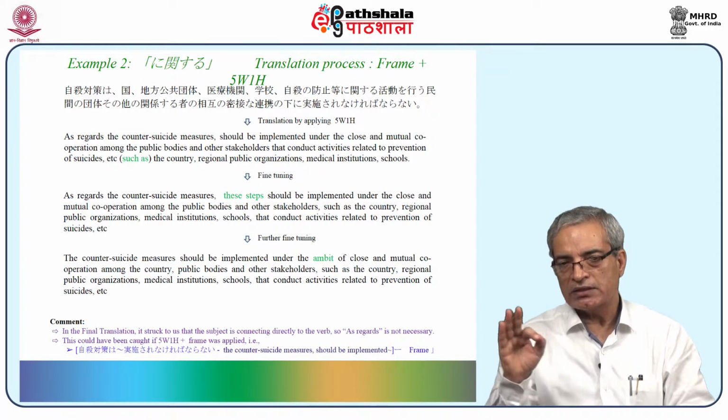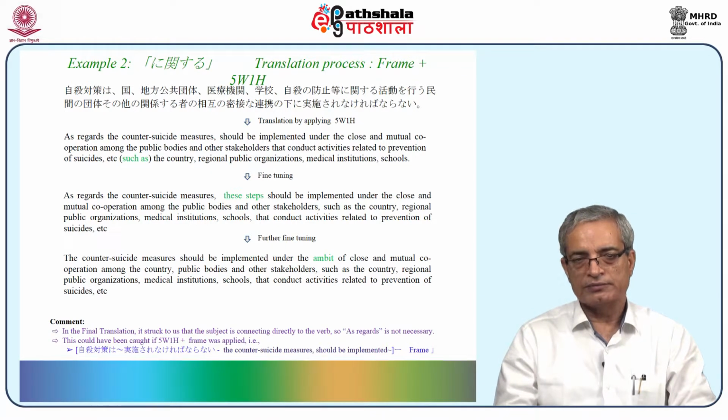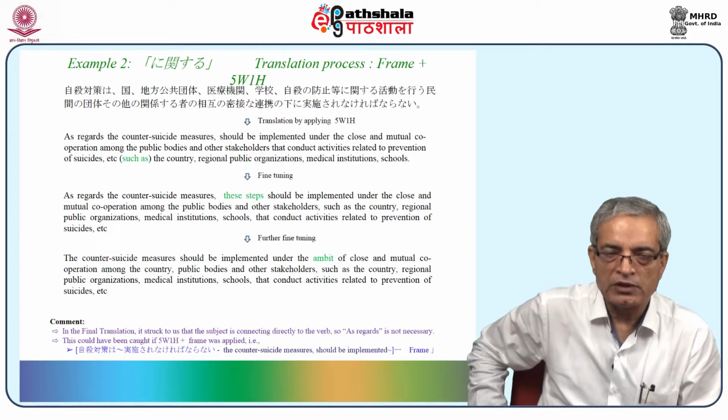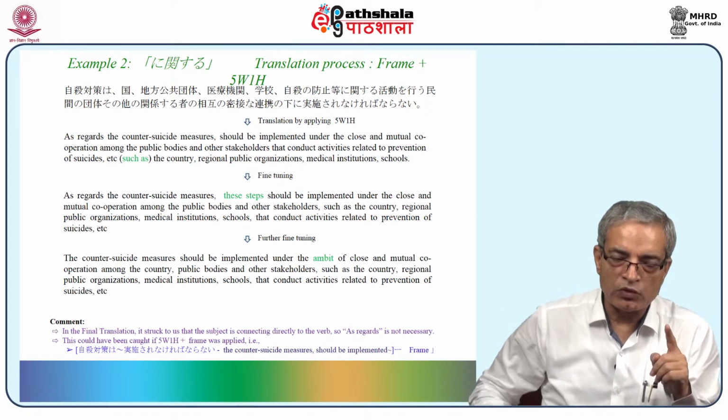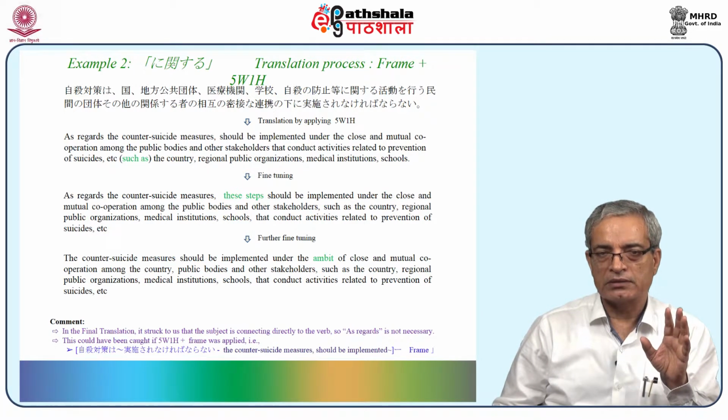If it is getting connected directly to the verb or to the later clause, then this can be taken off, maybe in the second fine tuning if it is not possible in the first fine tuning. This could have been caught if 5W1H plus frame was applied. So it could have been 5W1H and what is the other? The frame. In this particular case we did not go for the frame, it was only 5W1H. If it was combined with the frame, then this could have been easily handled.